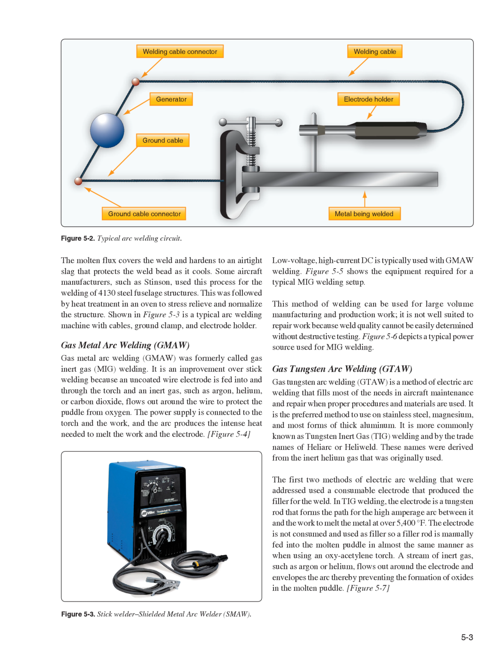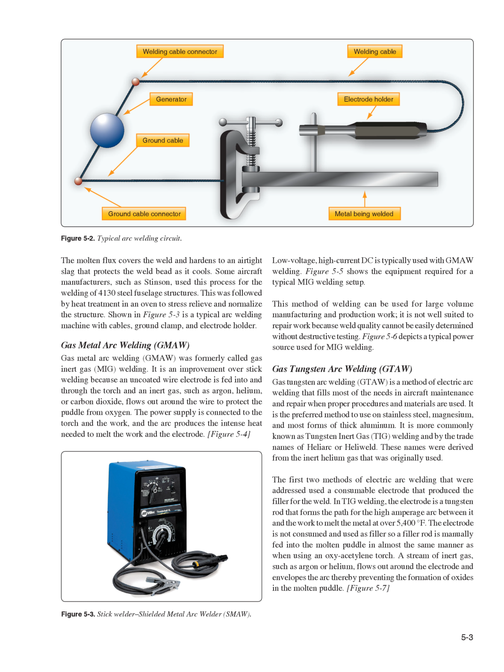Gas tungsten arc welding, GTAW. Gas tungsten arc welding, GTAW, is a method of electric arc welding that fills most of the needs in aircraft maintenance and repair when proper procedures and materials are used. It is the preferred method to use on stainless steel, magnesium, and most forms of thick aluminum. It is more commonly known as tungsten inert gas, TIG, welding and by the trade names of HeliArc or HeliWeld. These names were derived from the inert helium gas that was originally used.